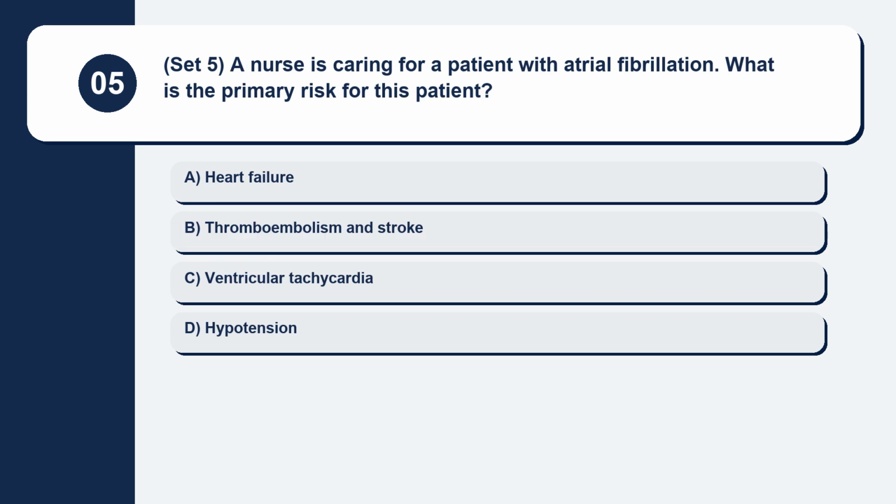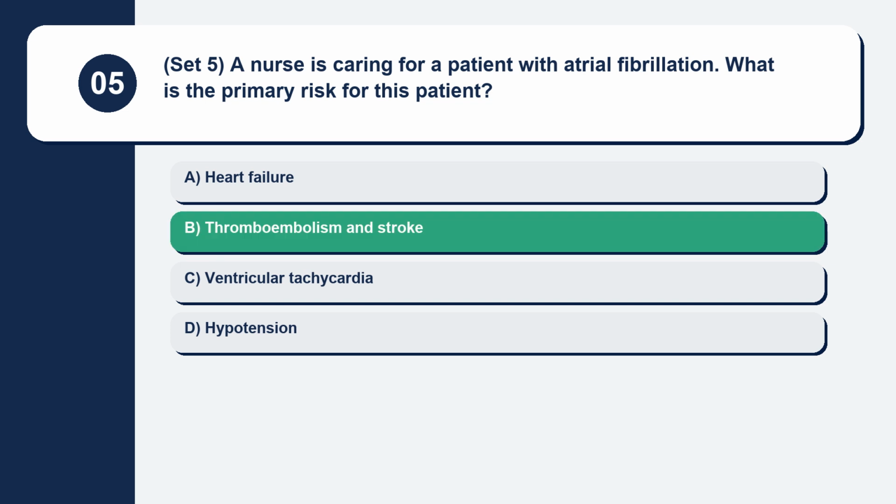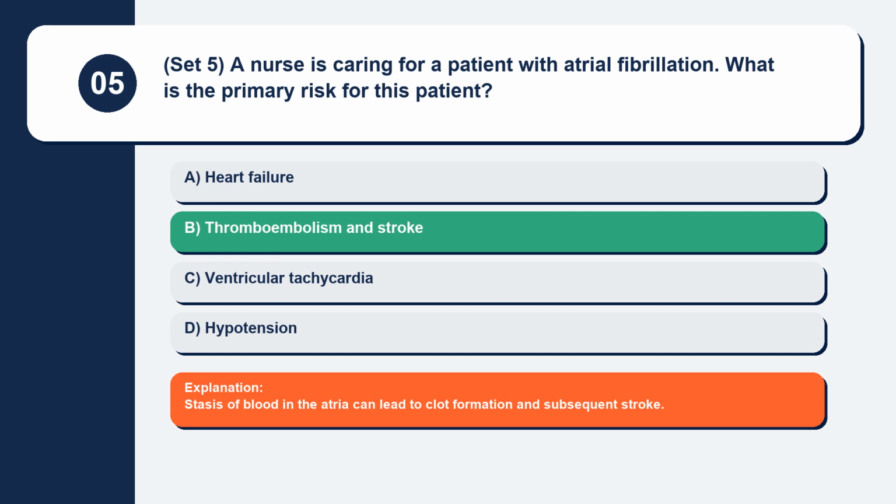Question 5. Set 5. A nurse is caring for a patient with atrial fibrillation. What is the primary risk for this patient? Heart failure, thromboembolism and stroke, ventricular tachycardia, hypotension. Stasis of blood in the atria can lead to clot formation and subsequent stroke.